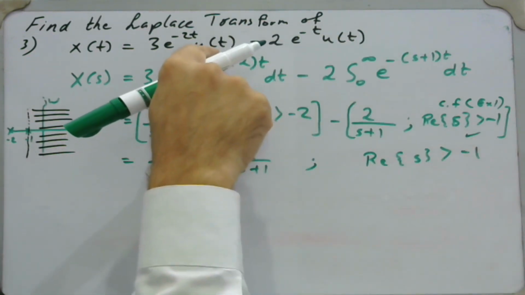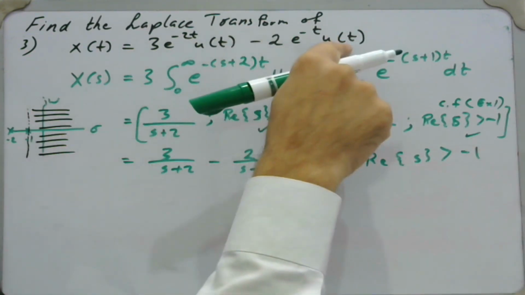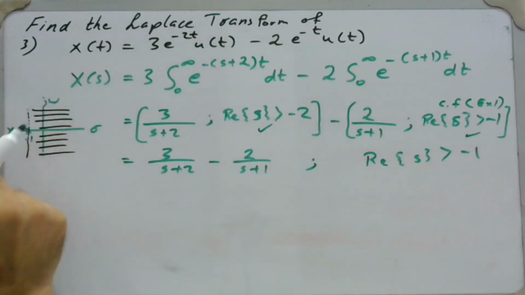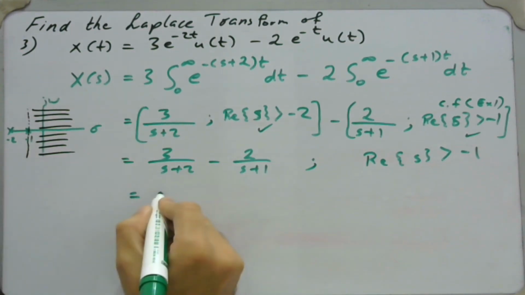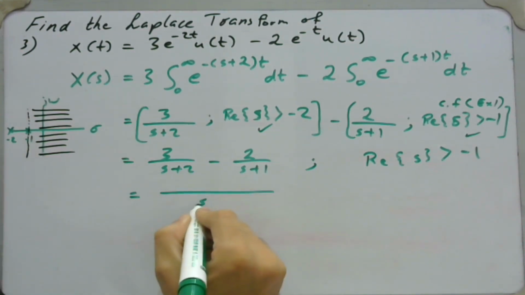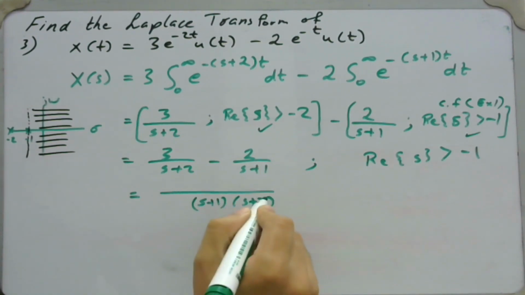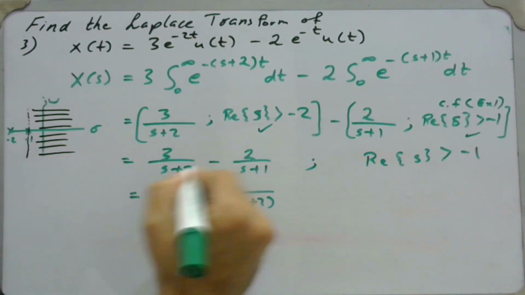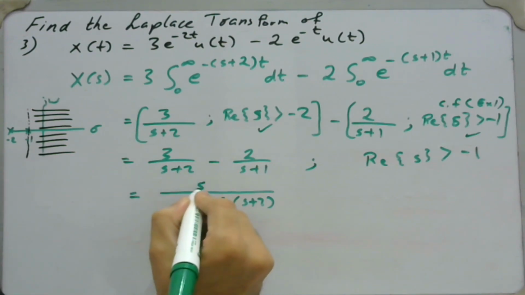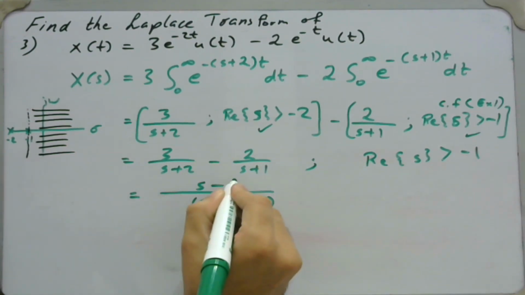If this was left-sided, u of minus t, and this was also left-sided, u of minus t, in that case the ROC would be minus 2 and towards the left of it. If we take the LCM, we have s plus 1 and s plus 2, and if you cross multiply, you will get s minus 1.